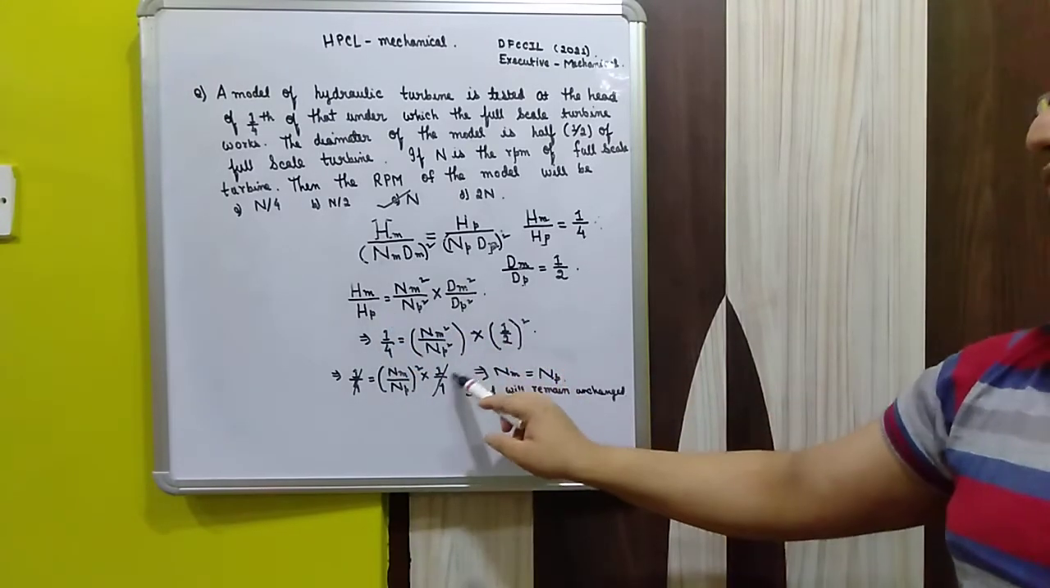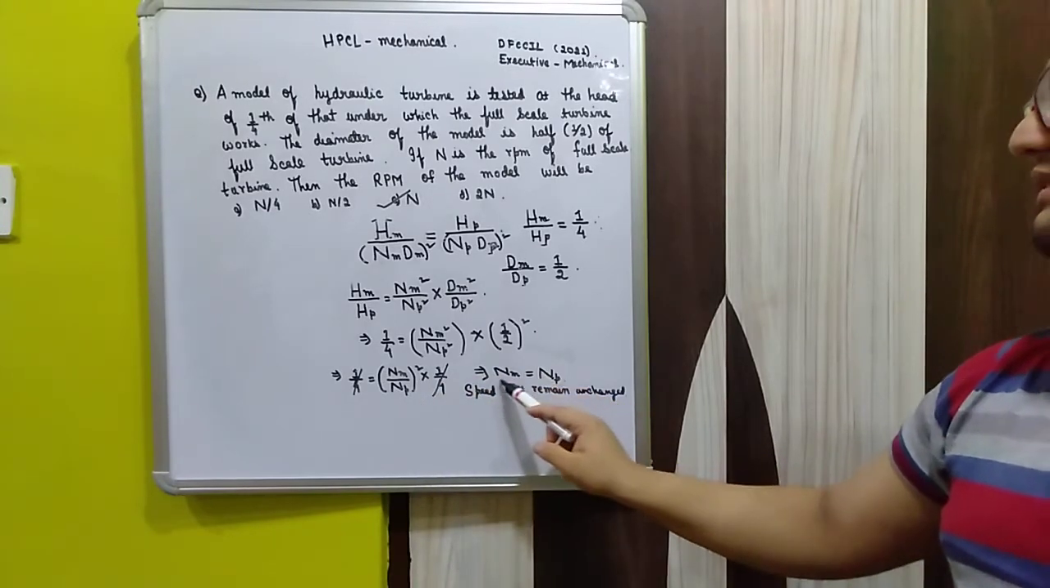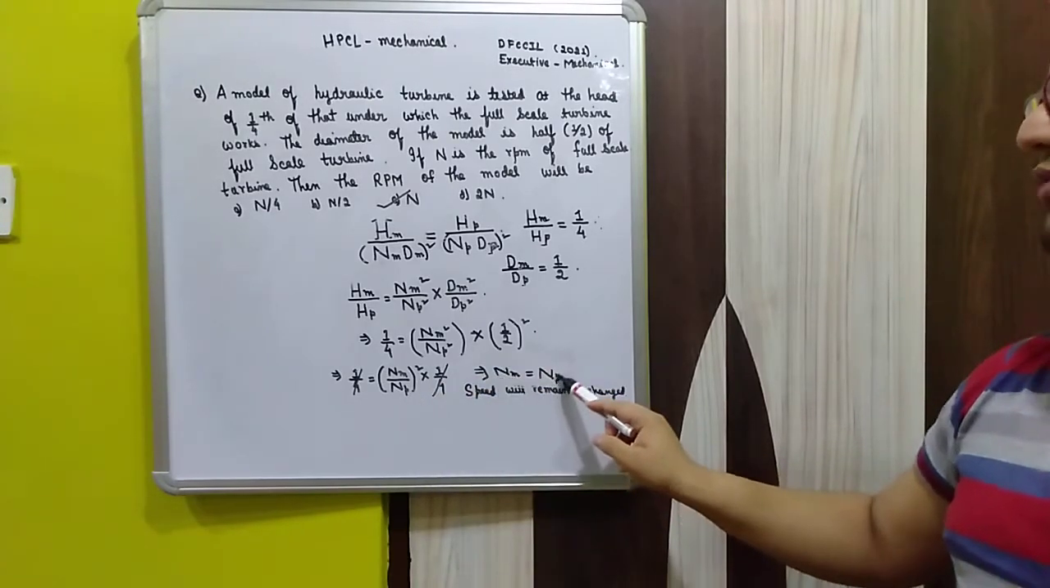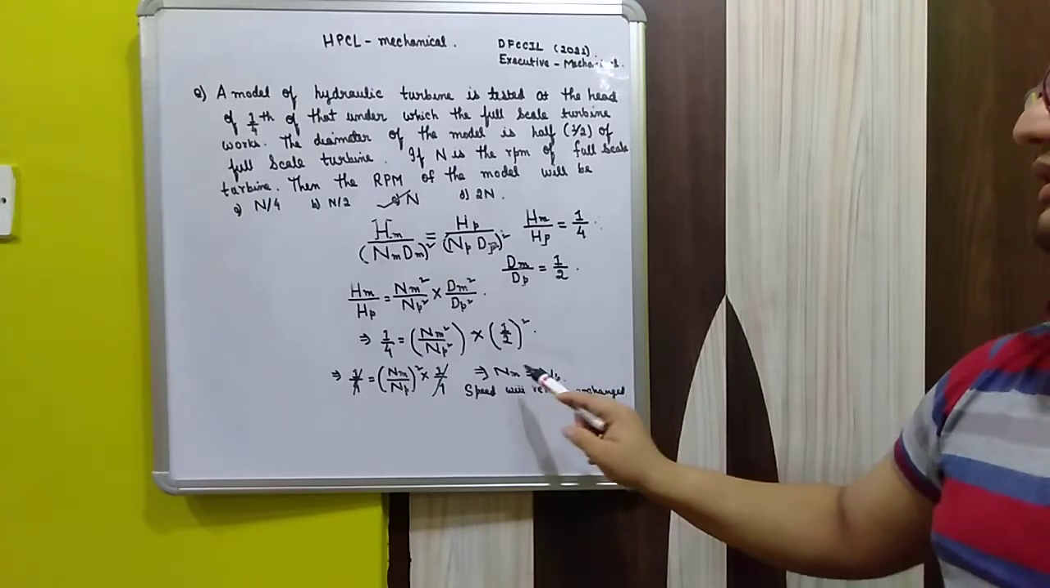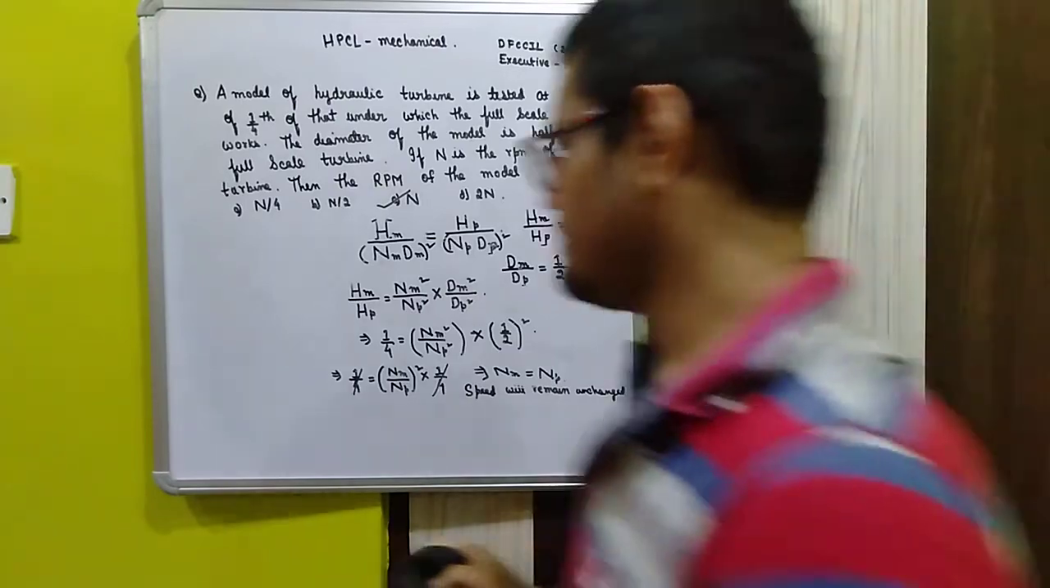And this is Dm by Dp, this whole square. We put the value 1/4 and here 1/2. This square and 1/4 will cancel out each other, so Nm will be equal to Np. So we can say that the speed of the plane will be equal to the speed of the model. I hope you have understood. Now we approach the next question.